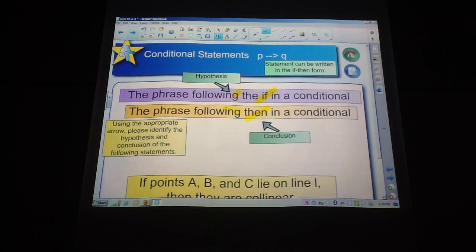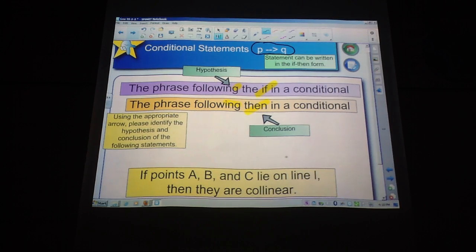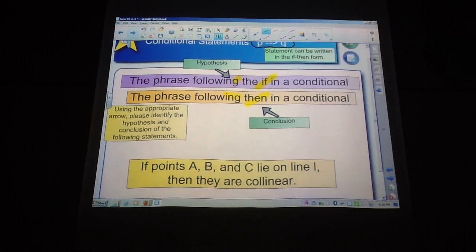Alright, on this page there's a lot to this page, but it's mainly talking about the hypothesis and the conclusion. So the phrase following the if in the conditional is our hypothesis. The part that follows the then is our conclusion. And by the way, if you see this P implies Q, that just means that P is the hypothesis, which would imply Q, which would be our conclusion.